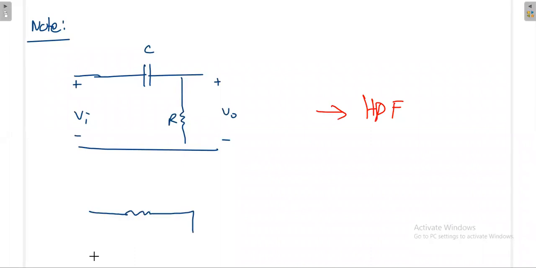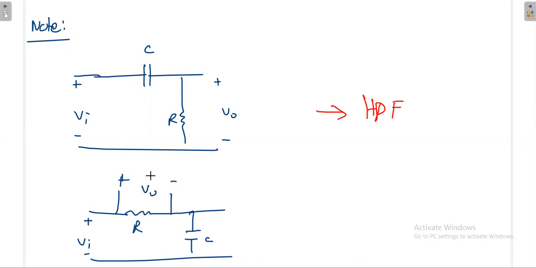Again, the same structure I am taking. This is R, this is C. I am applying the input here. If I observe the output here, then what is the output? If you compare these two diagrams, both are the same, and this will act as a high pass filter. So whenever you have an RC network, if you take the output across C, it will act as a low pass filter. If you take the output across R, it will act as a high pass filter. Just try to prove this. What will be the response for this one? In the beginning the gain will be 0.